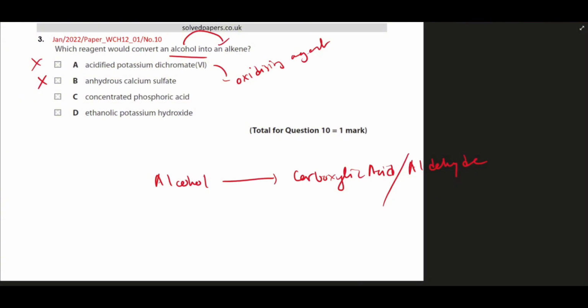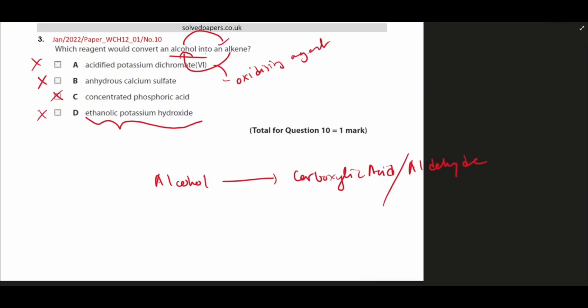Among these I would say D is incorrect, because if you check out the organic synthesis processes, ethanolic potassium hydroxide is used in order to do the opposite process, basically to convert an alkene to alcohol. Okay, so D is out of the equation, so obviously C will be our correct answer.